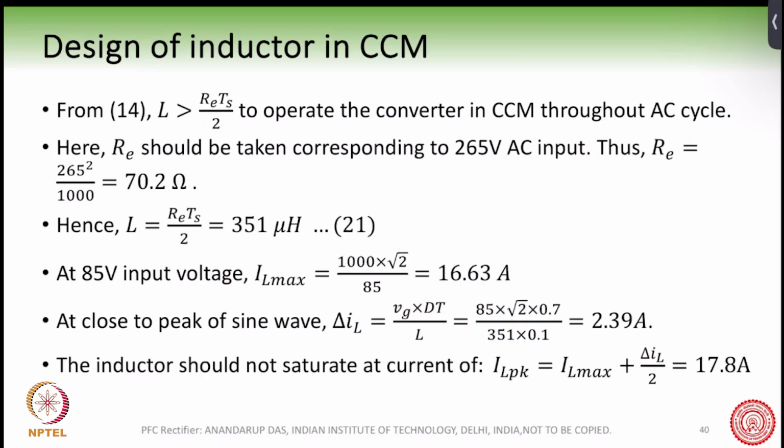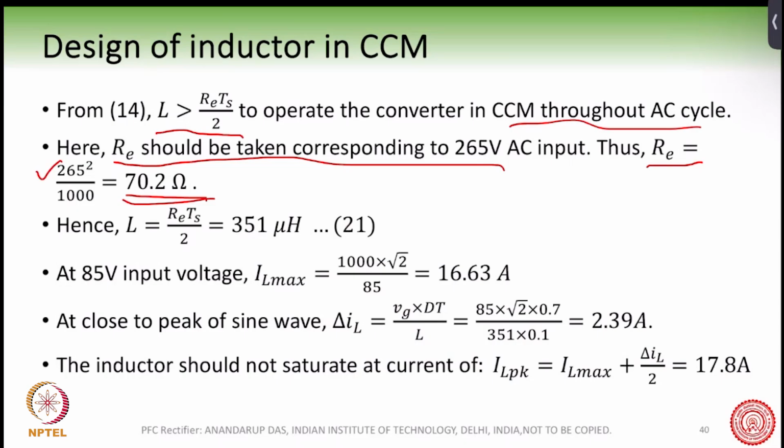Fine. So when you design the inductor, we will just follow the equations which we have already derived. We have seen L should be greater than RE into TS by 2 to operate the converter in CCM throughout the cycle. Here, RE should be taken corresponding to 265 volt. Why? Because then we are finding the maximum value of RE, and we are going to design the value of L which is more than that maximum value, right? We have RE equal to 70.2 ohms. 265 is the maximum voltage for the same power. Hence L is equal to RE into TS by 2, which comes out to be around 351 microhenry.